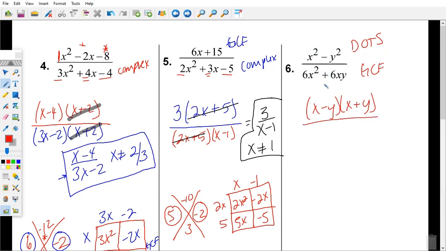My denominator, what's my GCF? 6x. And when I factor out 6x, I'm left with 1x and 1y. So now we can eliminate, and when we eliminate, our x plus y's go away, and we're left with x minus y over 6x. What can x not equal? 0. X can't equal 0 because 6 times 0 is 0.